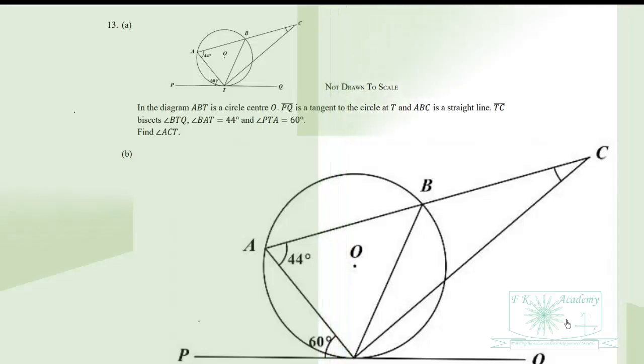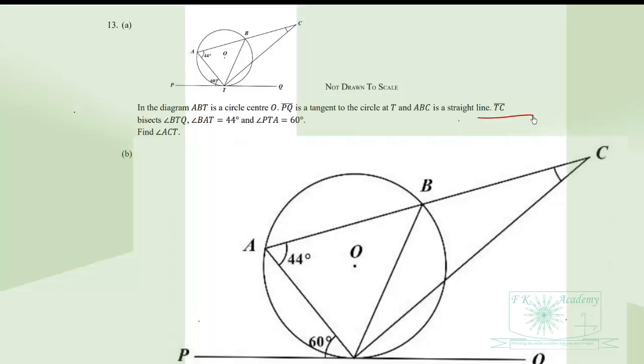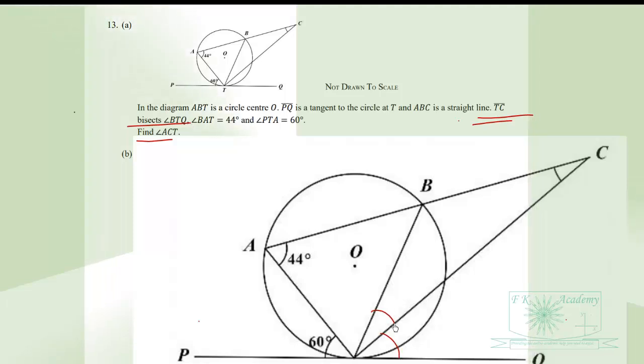Alright, so let's now solve question 13. In the diagram, ABT is a circle, center O, line segment PQ is a tangent to the circle at T, and ABC is a straight line. TC bisects angle BTQ. You have to pay attention to this part of the question very well. So TC bisects angle BTQ, which means this angle is equal to this angle.